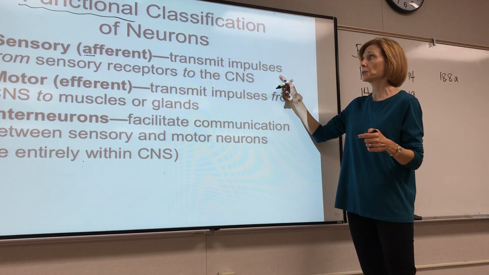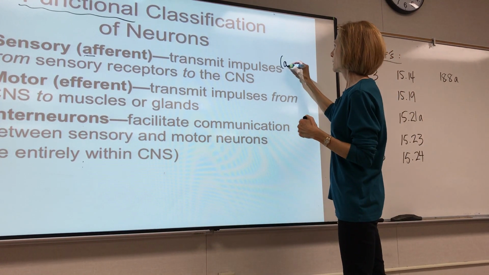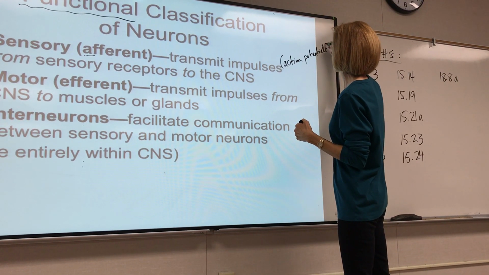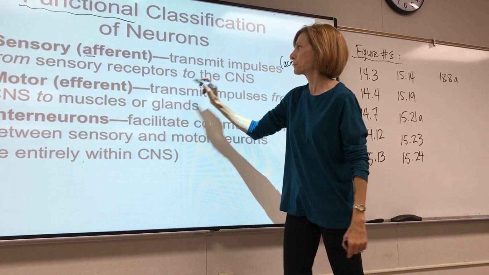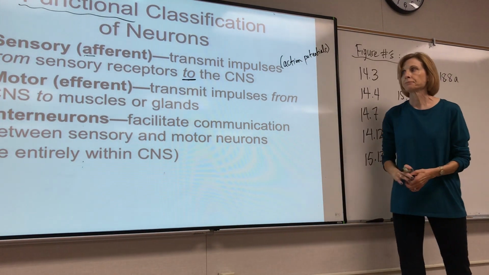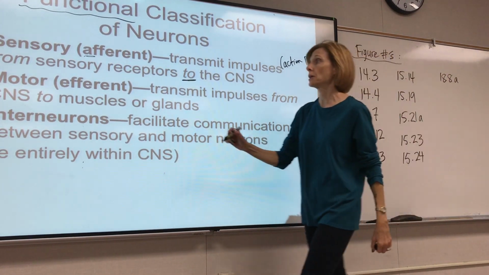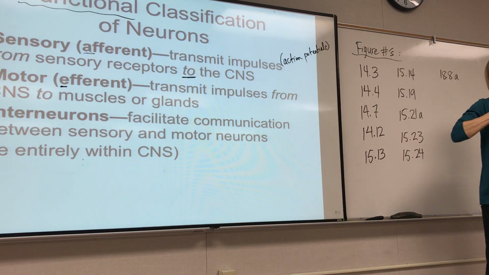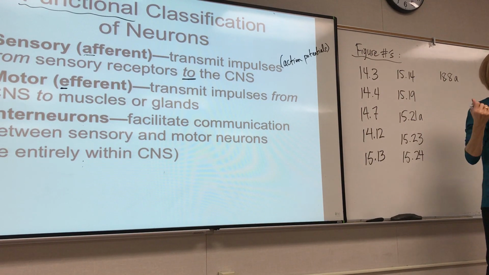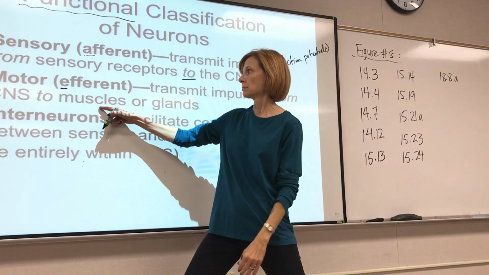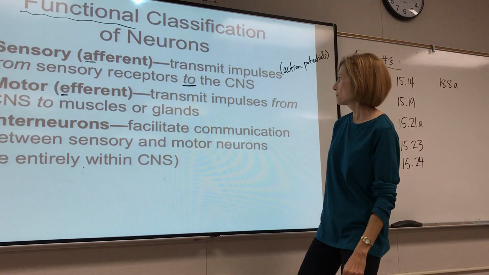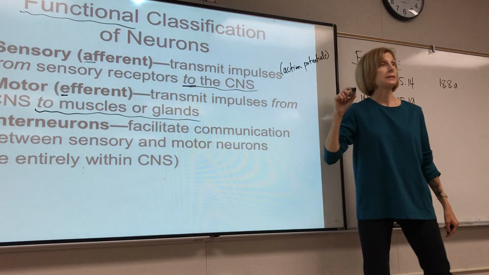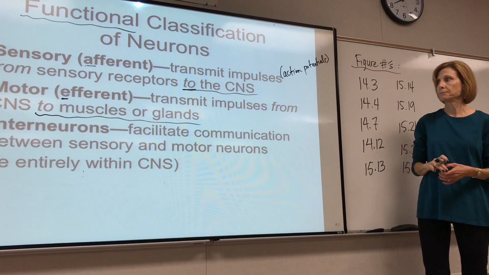So a sensory neuron is a neuron that carries impulses, aka action potentials, from the sensory receptors to the CNS. Okay, motor neurons are also called efferent, with an E. These do the opposite. These carry action potentials away from the CNS to muscle or glands, okay? We've already talked about the definition of a motor neuron, so you guys already know that.